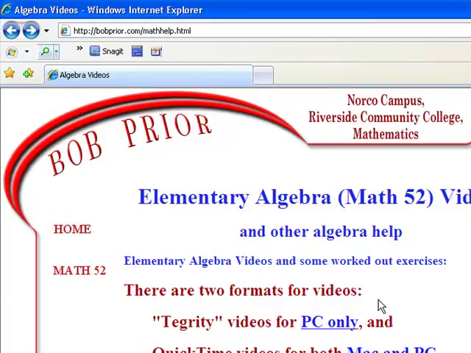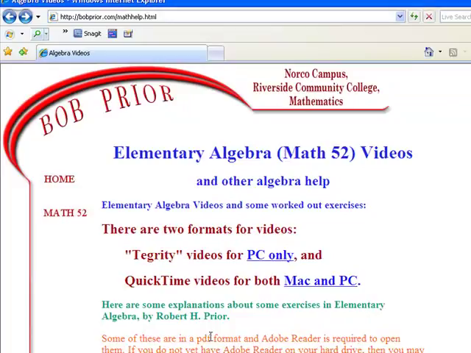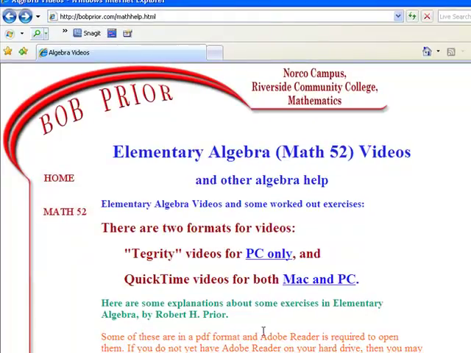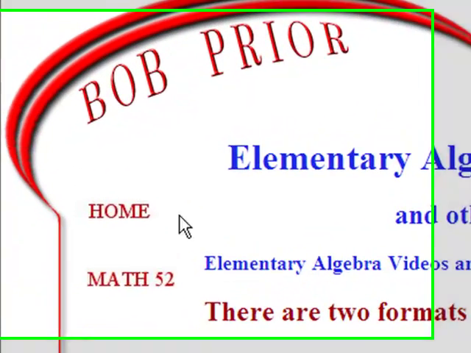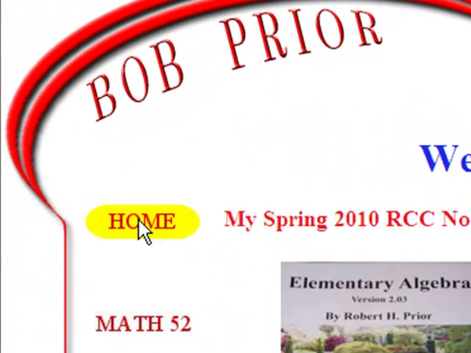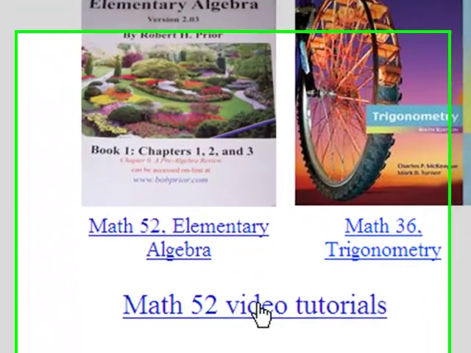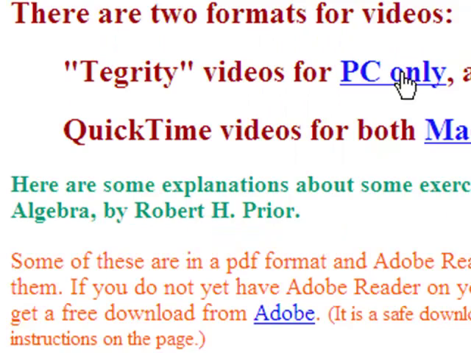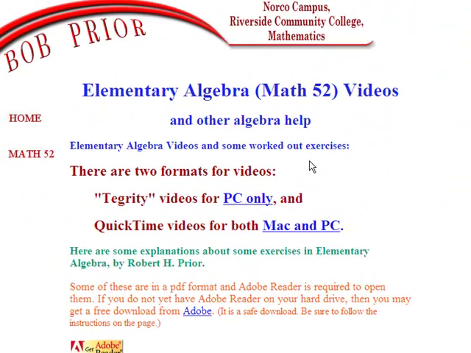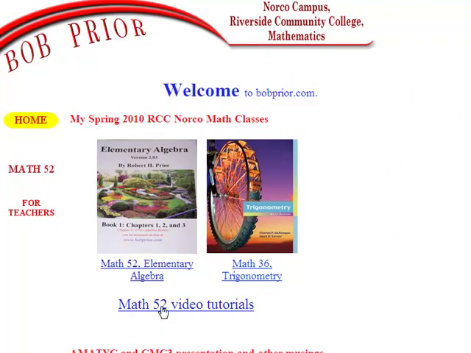The question might next be, how do we access this page? How do we get here? And there are a couple of ways. One, let's see, from my home page, bobpryor.com, we see Math 52 video tutorials. Let me click on that. And here we are, right at the page that we needed. So from the home page, it's easy to find. Now let's see, from our Math 52 page, which I could either click on the book, or click on this link here, or click on this link here.